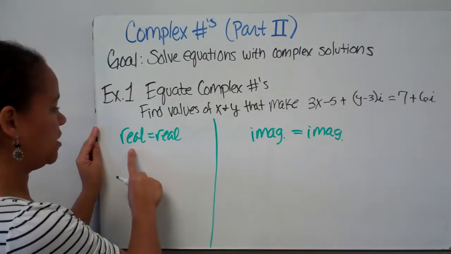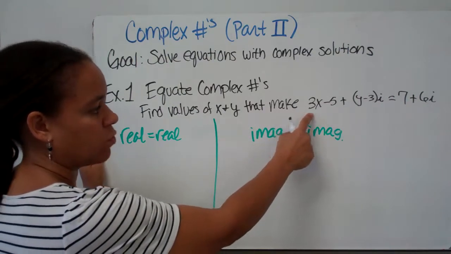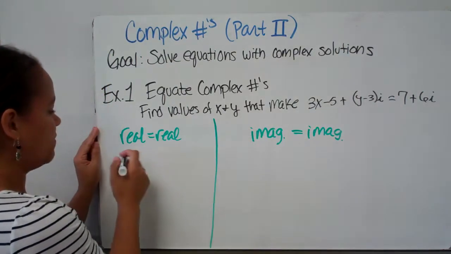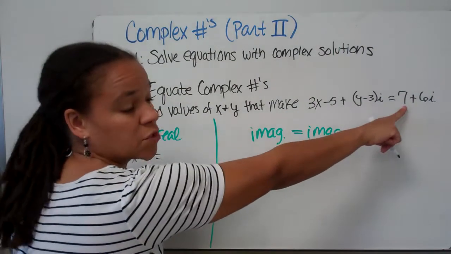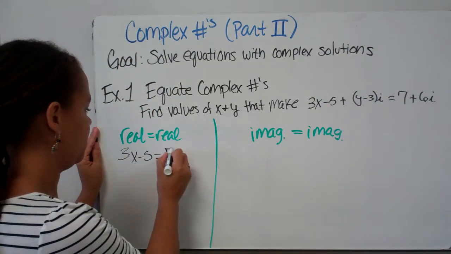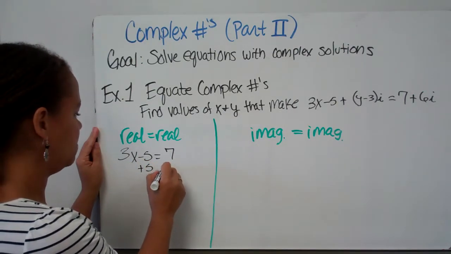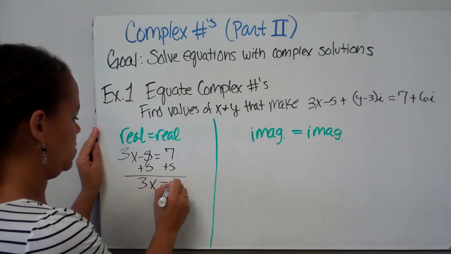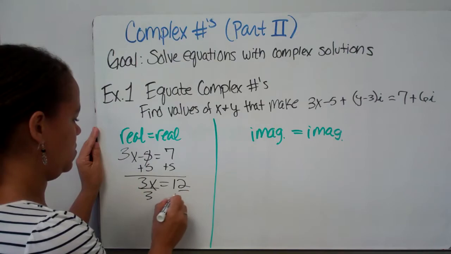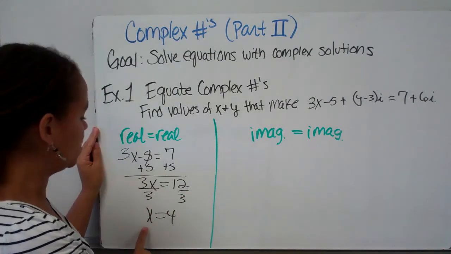The way we do that is we take the real with the real, the imaginary with the imaginary. So let's take the real parts. The 3x minus 5, that's a real part because there's no i, and set it equal to the real part over here, which would be 7. So if we solve this, of course we would add 5 to both sides. Cancel. x would be equal to 4.